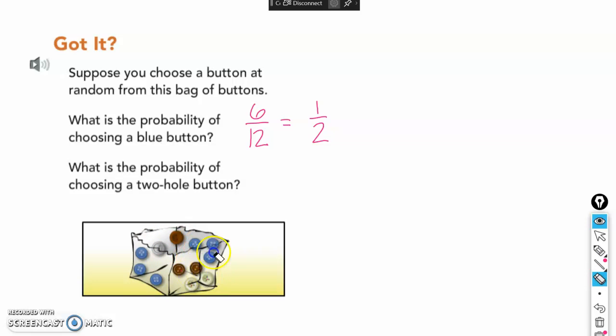The second question says, what is the probability of choosing a 2-hole button? So we have to look for the ones that have 2 holes. Here's 1, 2, 3, and 4. 4 out of 12 of the buttons have 2 holes. We can simplify 4/12 by dividing by 4, which means 1/3 of the buttons have 2 holes.